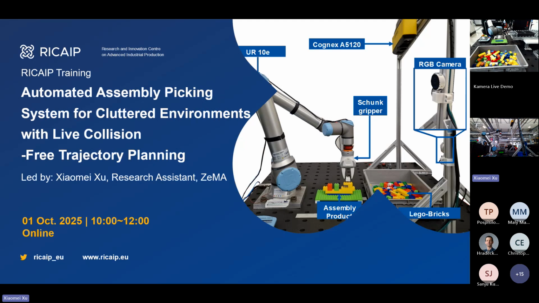Hello, everybody. Good morning. Welcome to the presentation, Automated Assembly Picking System for Cluttered Environments with Live Collision-Free Trajectory Planning. Today, I will present an automatic Lego assembly system that generates a feasible sequence and executes it via collision-free trajectory planning. The robotic arm locates the bricks in the cluttered bin using live point cloud data.